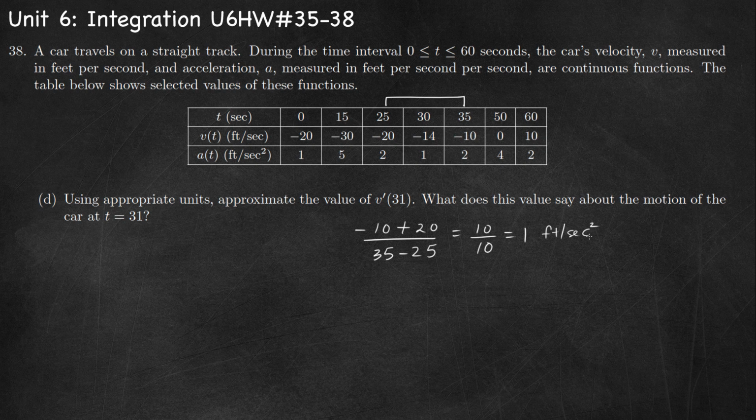What does this say about the motion of the car at t equals 31? Since the acceleration is positive, that means our velocity at this time is increasing. Now, the velocity at this time is negative, presumably, because at 30 it's -14, at 35 it's -10. It's negative, but it's increasing because the acceleration is positive. We can also see it's increasing because it's going from -14 to -10. So the car is slowing down at this time.